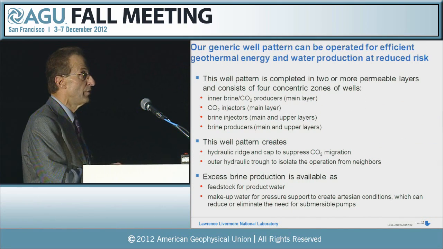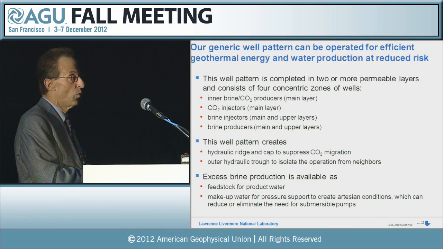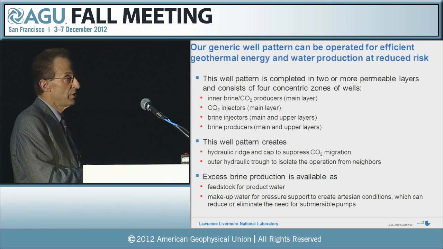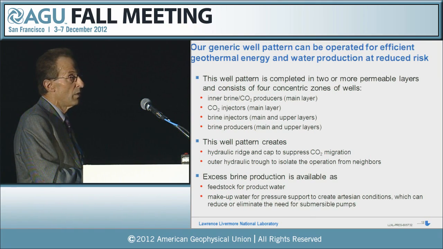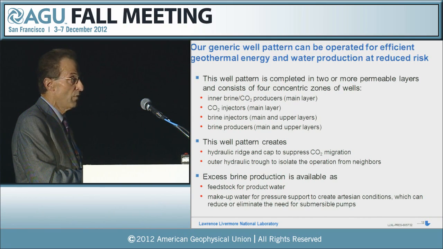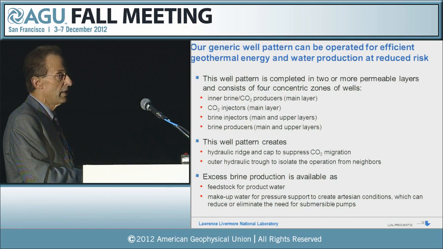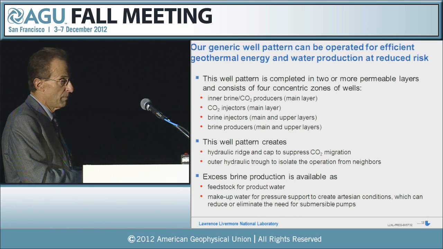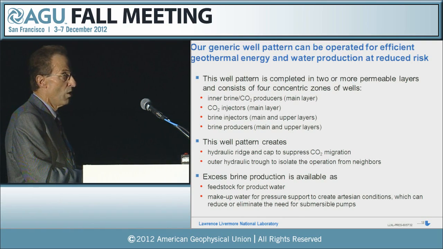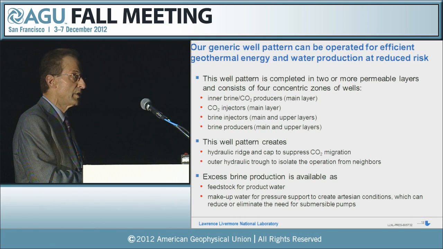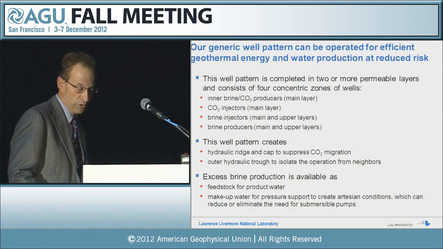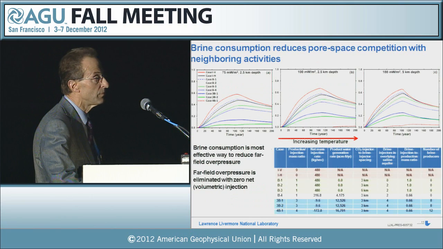So now, just reviewing, we've come up with this generic pattern which has a zone of inner producers, which are initially brine producers, which become eventually CO2 producers as the CO2 breaks through. A ring of CO2 injectors, a third ring of brine injectors, a fourth ring of brine producers, and in the overlying formations, we have the injectors and producers. And this type of generic pattern can generate excess brine, which could be available either for feedstock for product water or for makeup water for pressure support to create artesian conditions, which can reduce or eliminate the need for submersible pumps.